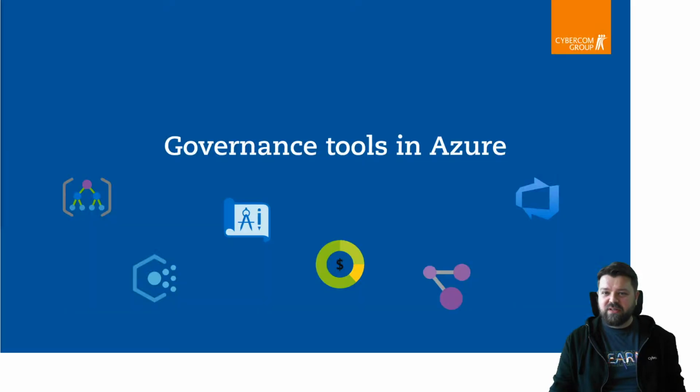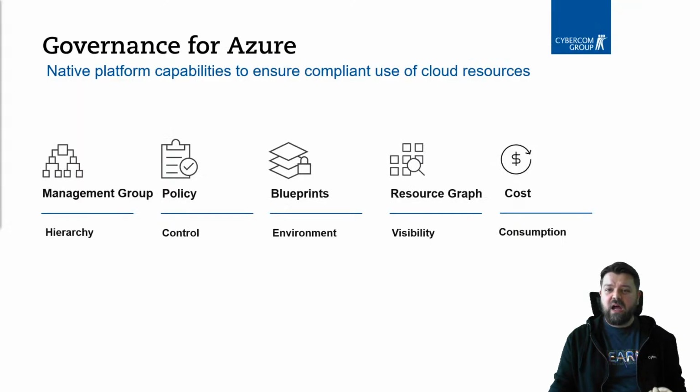After the recap, let's talk about the governance tools in Azure. So what's available there? These are all cloud native, Azure native tools available to you. We have management groups, and this is the hierarchy. This is how you define your organization in Azure. You make it look like your organization, and you place your solutions into those.